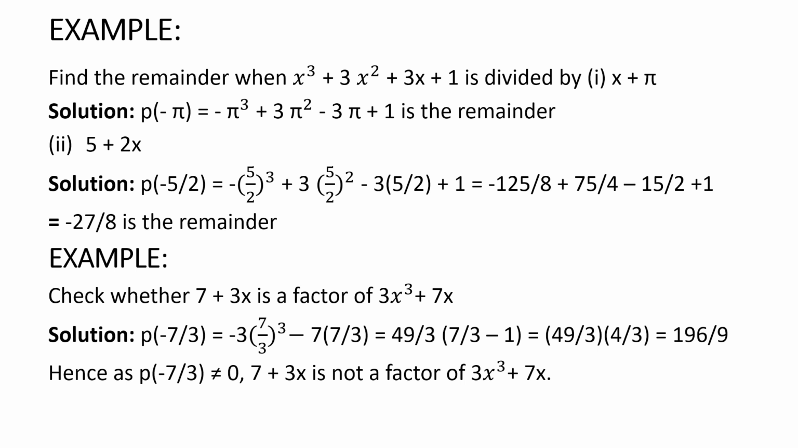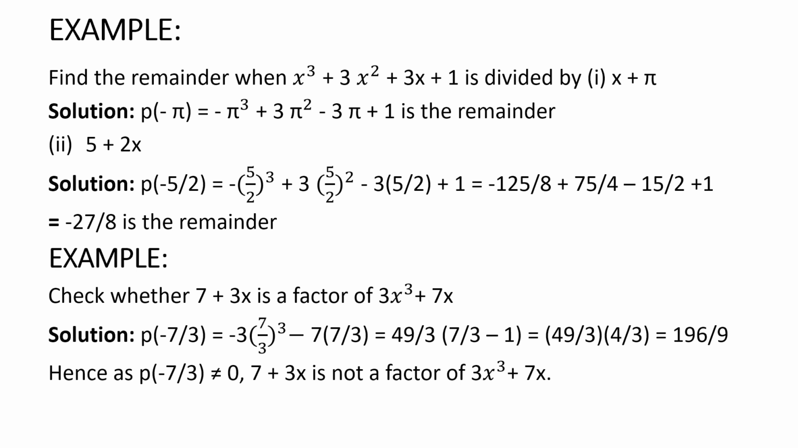That will be the remainder. Second case, suppose it is divided by 5 plus 2x. Again over here, if you put it equal to 0, x will be equal to minus 5 by 2. So p(minus 5 by 2) will be the remainder. Putting the value of x as minus 5 by 2, you get minus 27 by 8, which will be the remainder.